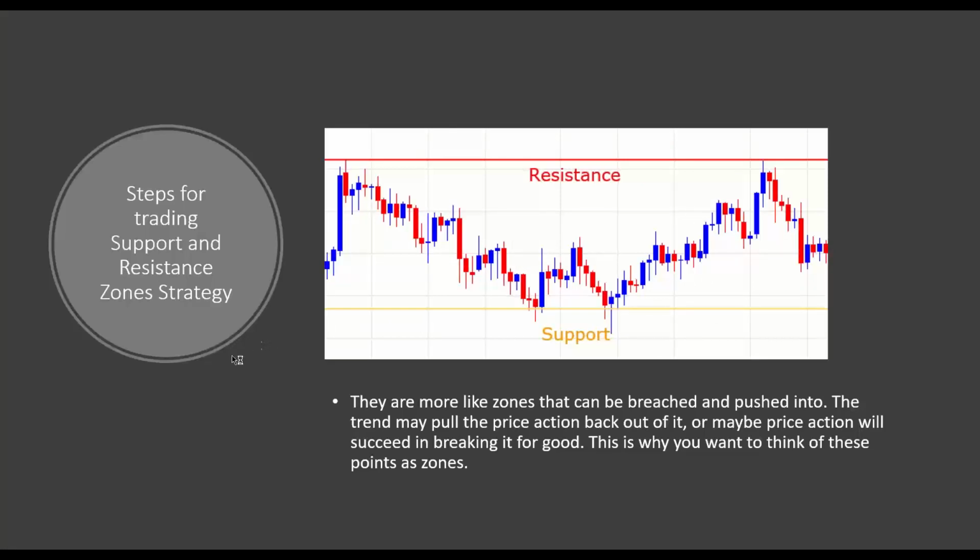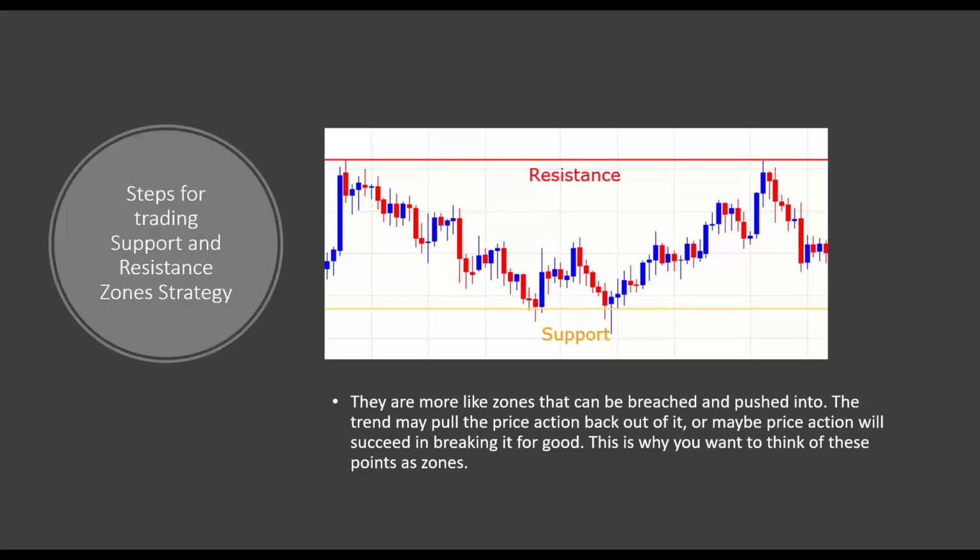So remember, they are more like zones that can be reached and pushed into. The trend may pull the price action back out of it. The price action may succeed in breaking it for good. But this is why we think of these as zones. Because remember, when I was showing you on the live chart where price was today, there were wicks going through it, there were candles going through it. Sometimes the candle close or open was right on it.